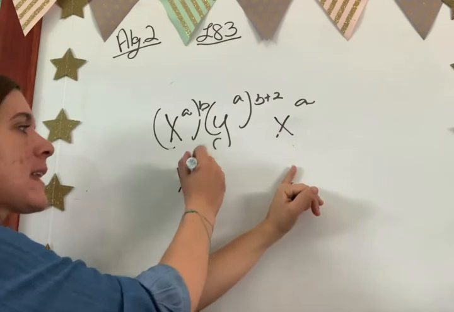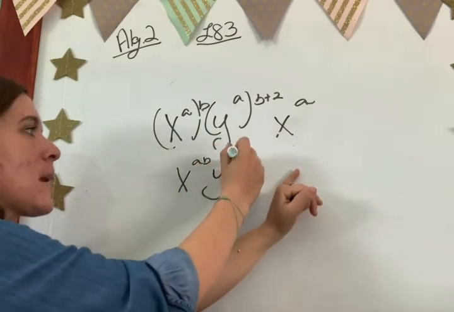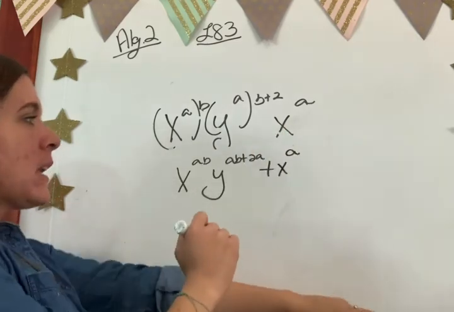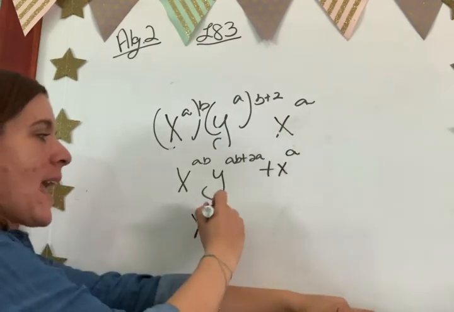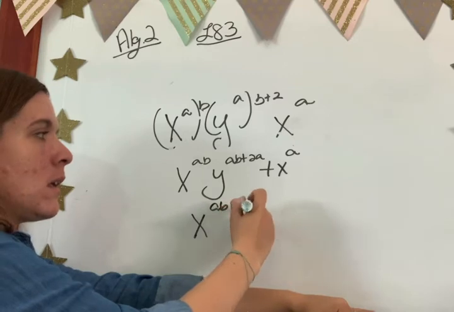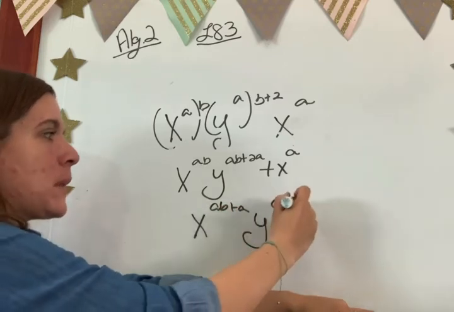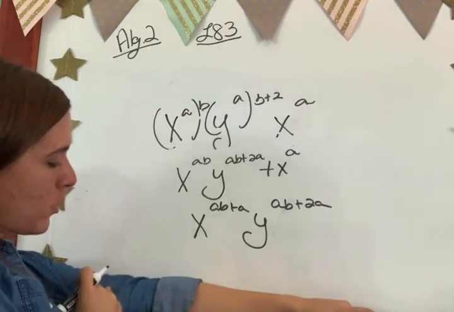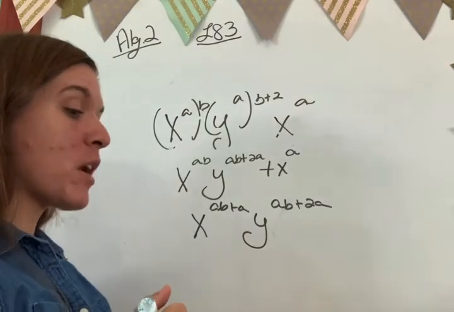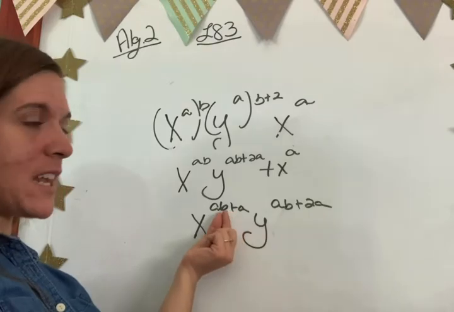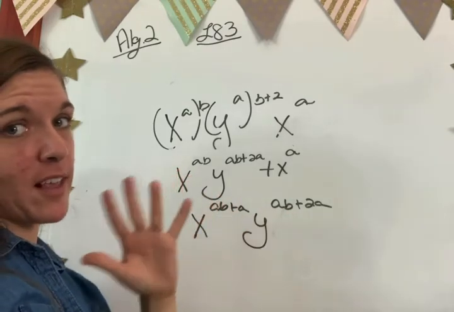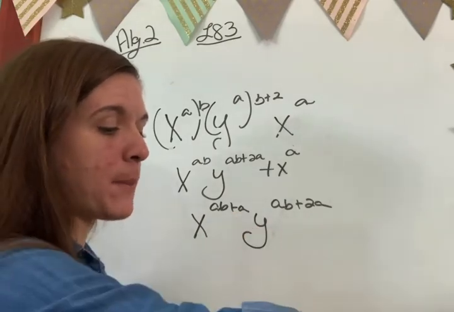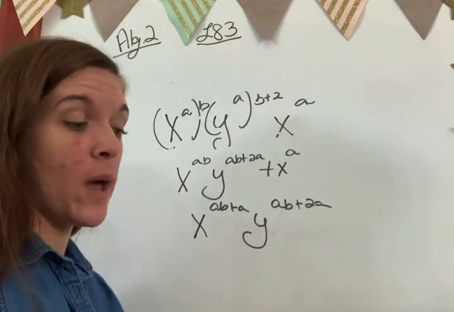So that's going to be x to the ab, y to the ab plus 2a, times x to the a. Then combine these: x to the ab plus a, y to the ab plus 2a. And that is going to be your answer there. Don't be tempted, just because you see an ab here and an ab here, to think you can bring those together. You cannot, because the base is different. Go ahead and try the practices, and I'll come back and show you how we got those answers.